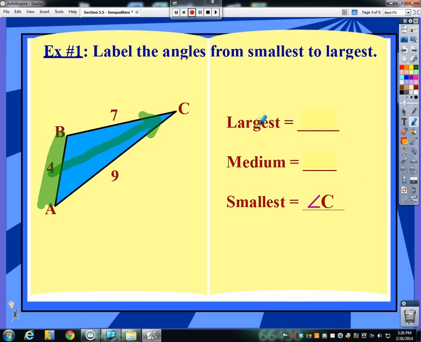And then the largest angle would be opposite the largest side, and if the largest side is 9, AC, then angle B must be the largest, which by the process of elimination leads us to angle A, which must be the medium angle. Do we specifically know how big these three angles are right now? No, but we definitely know that angle C is smaller than angle A is smaller than angle B.